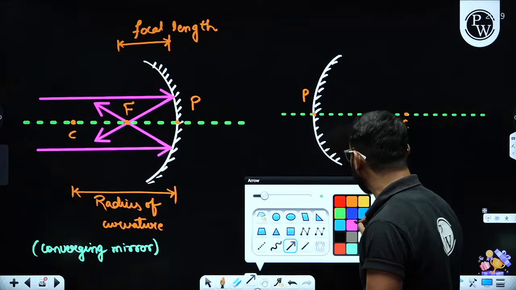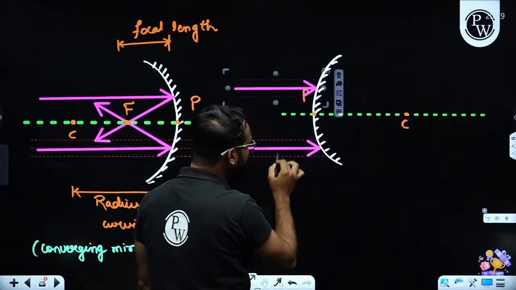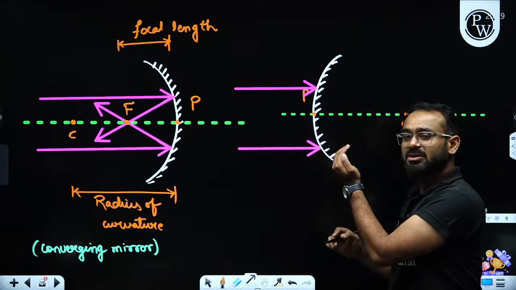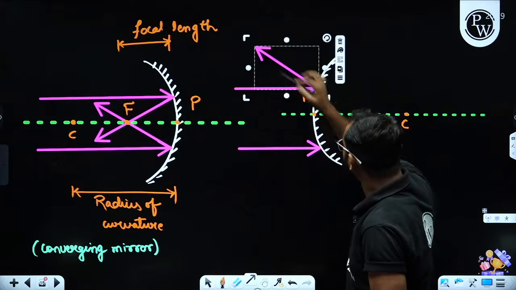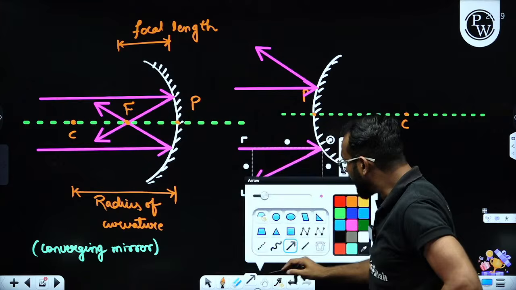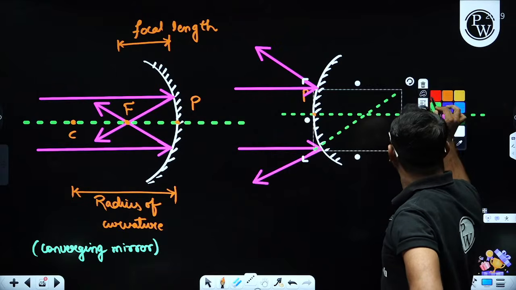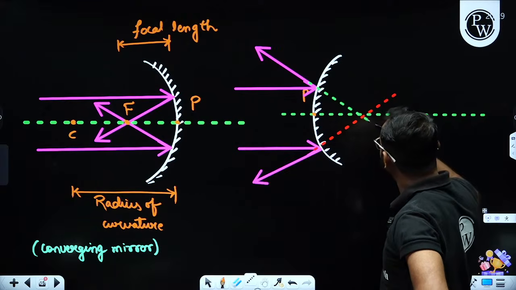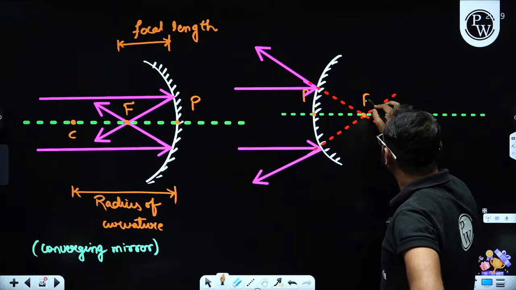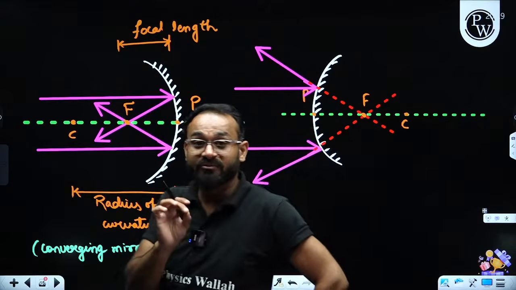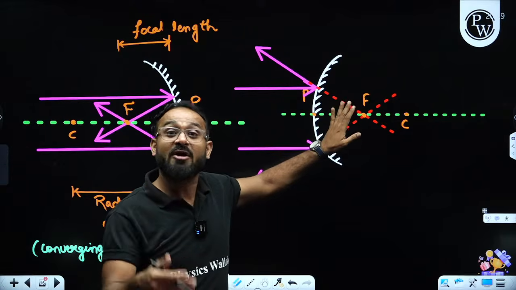Sir, how are the light rays traveling? Parallel to the principal axis. But this is the surface, and the light will not go inside. How is this going to behave? Beta, it will diverge. So here I need to extend it back. It will appear to meet over here. That means the image is going to form inside the mirror at this point. This point is called the principal focus of the convex mirror.